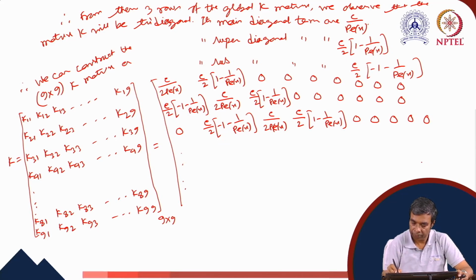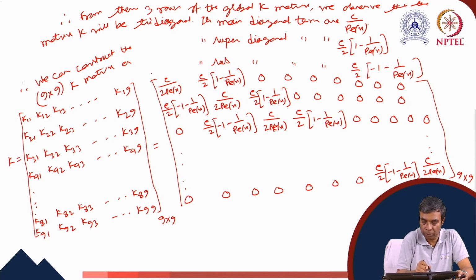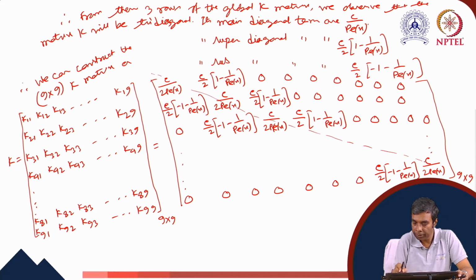In the last equation, the diagonal term is C by 2 PEX. The last subdiagonal term is C by 2 into minus 1 minus 1 by PEX. So in the 9th equation we have 7 zeros: 1, 2, 3, 4, 5, 6, 7. So we have constructed our 9 by 9 global matrix, which is a tridiagonal matrix. This is our main diagonal, then we have our subdiagonal, and then our super diagonal.